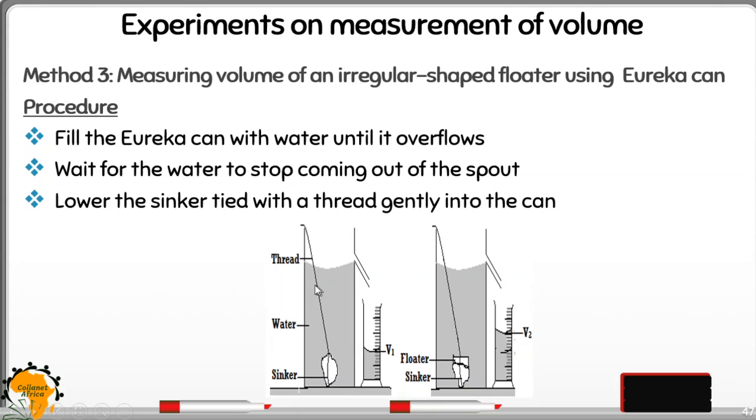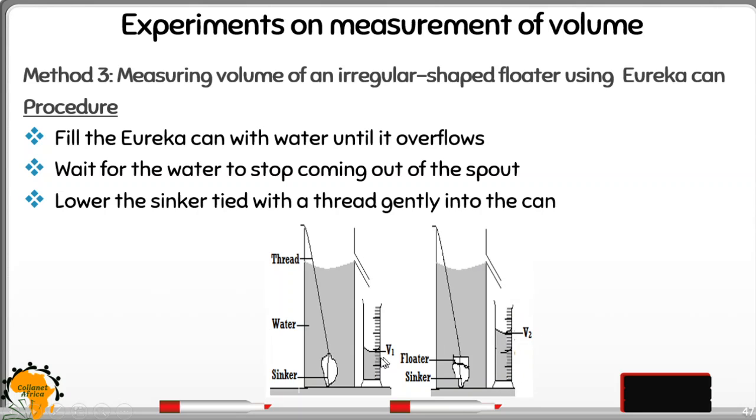After putting the water up to this level, and you have your measuring cylinder, put the sinker. The sinker is the material that is sinking. Then after that, remove the sinker and tie the floater together with the sinker. In the second diagram, we have the floater and the sinker together. And then you put in your measuring cylinder and collect the water.